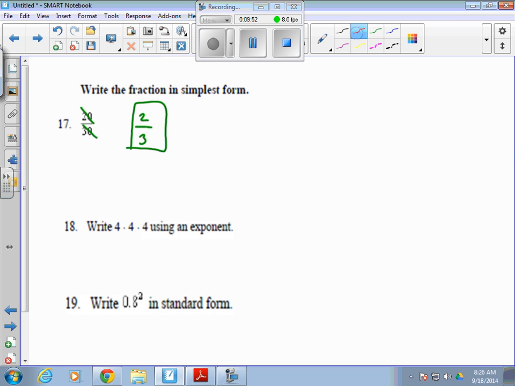Number 18, you want to write it using an exponent. Well, 4 is represented 1, 2, 3 times, so 4 is being raised to the third power. There's your exponential form.